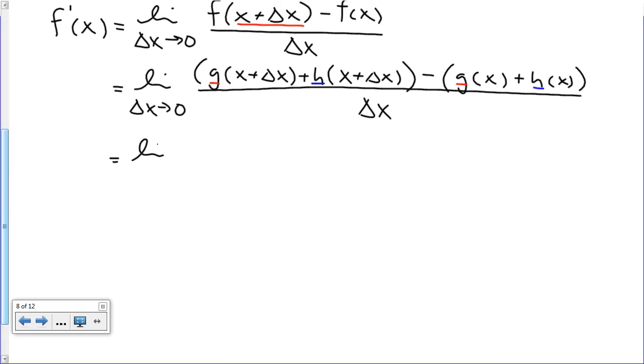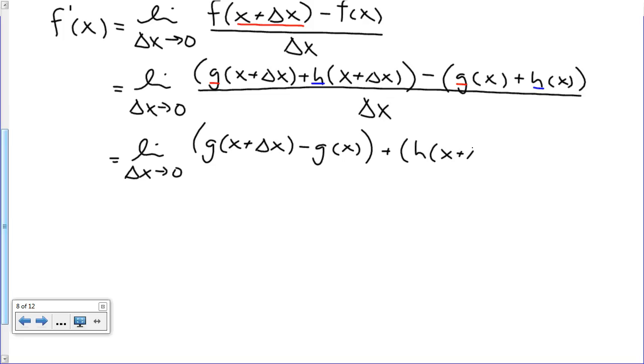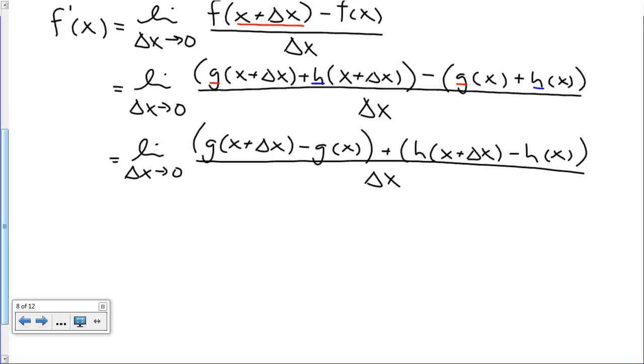So this is equal to the limit as delta x goes to 0 of g of x plus delta x. And don't forget that minus sign gets distributed through to the g of x there, so it's a minus g of x. So I'm going to group those two together. And then do the same thing for function h there, plus h of x plus delta x. And again, don't forget that minus sign gets distributed to a minus h of x there. And that's all divided by delta x.